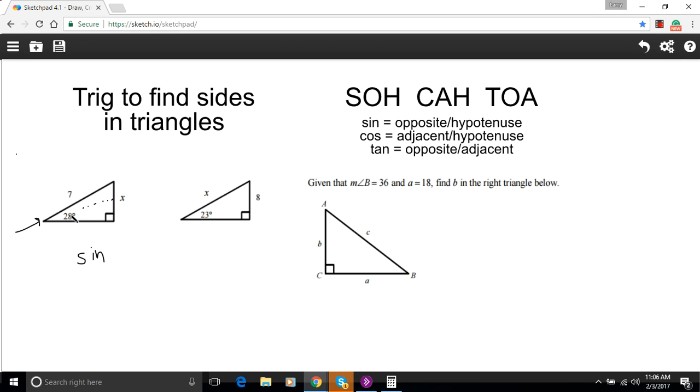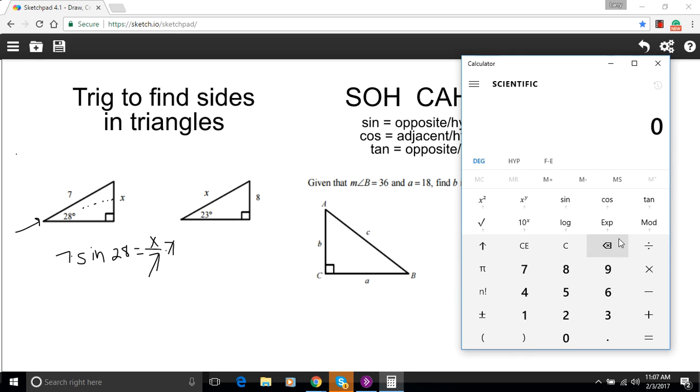We're going to set this up with the sine of this angle, so sine of 28, equals the opposite side, that's x, over the hypotenuse, that's 7. And then we want to solve this for x. We can do that by multiplying both sides by 7. Those 7s would cancel. We would just get x on this side. On this side, we get 7 times the sine of 28.